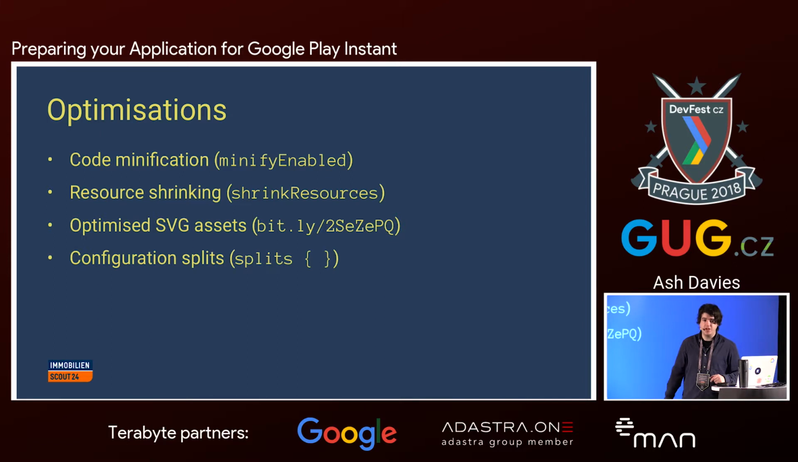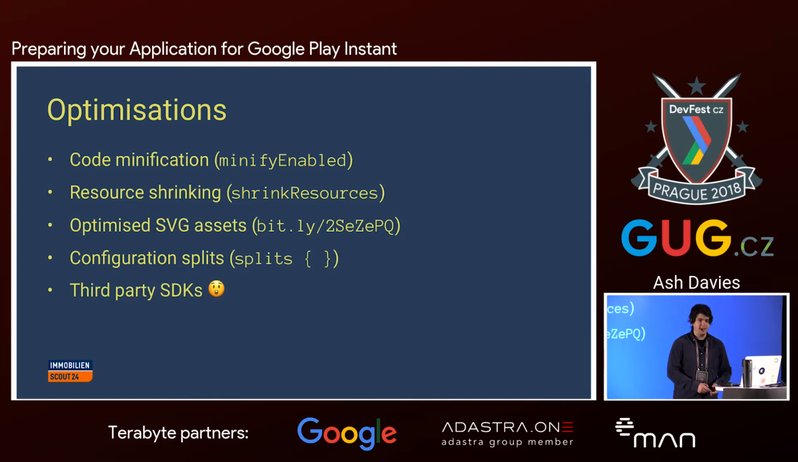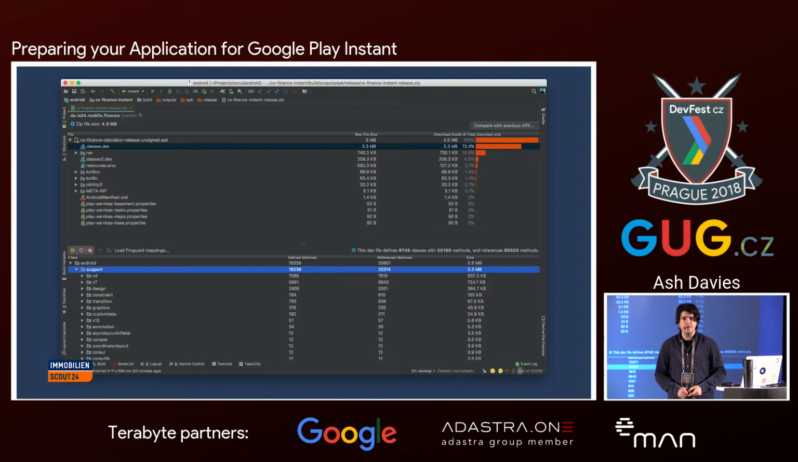You can also use configuration splits. So if you're targeting different sets of users for different languages, different processors, different densities, you can split your APKs and package them separately. And of course, third-party SDKs. Always be conscious of which SDKs you have in your application. Fortunately, Android Studio comes with an APK analyzer, so you can take a look at your deliverable and break down what is most costly and where you can possibly make some potential improvements.